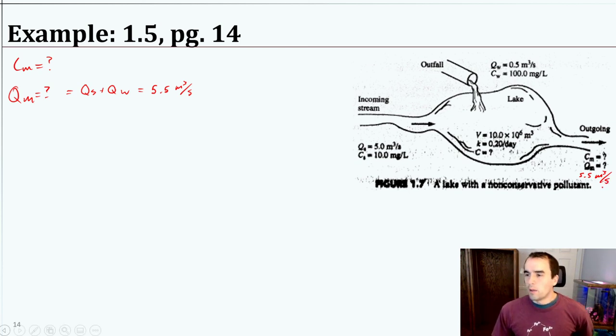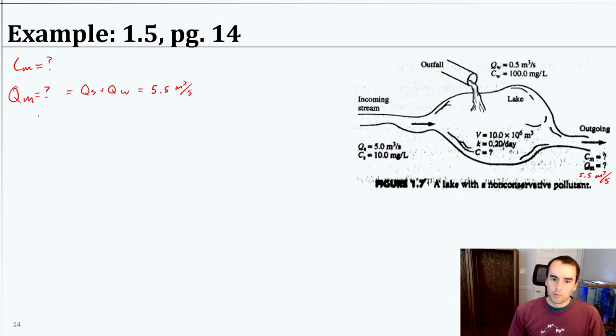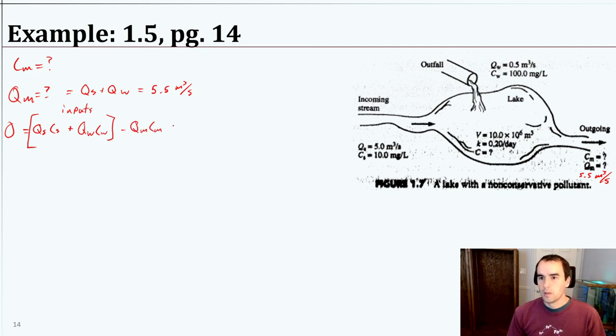Okay, got that part. Now we need to set up our mass balance in such a way that we can solve for C. We already know this is going to be a first order decay. Since it's a steady state system, zero equals what's coming in, Q_S C_S, plus the other thing coming in, Q_W C_W. This is our input term. Minus what's going out, Q_M C_M, plus our reaction, which happens in some volume. I'll put the negative there: volume times K times C to the 1 power.